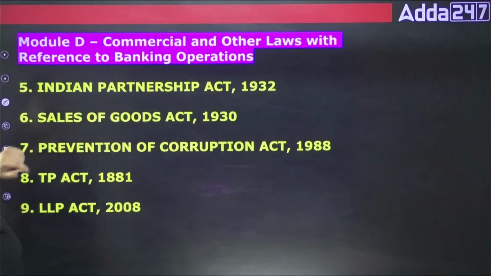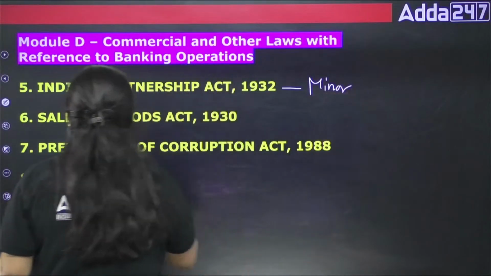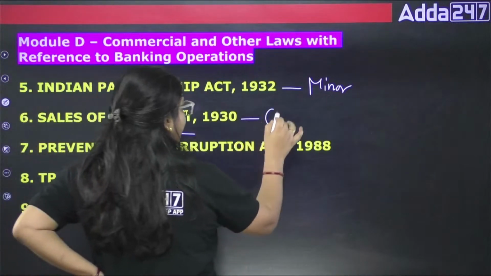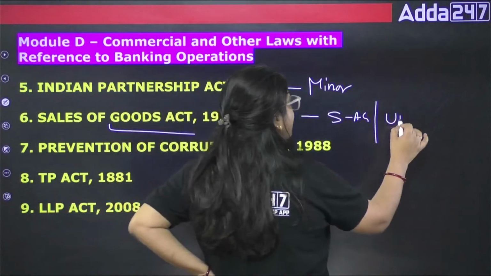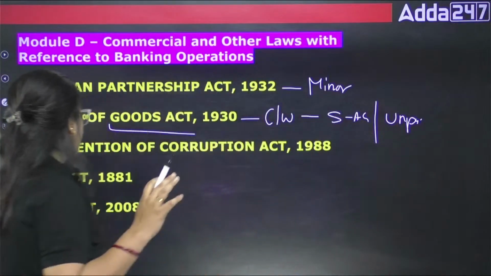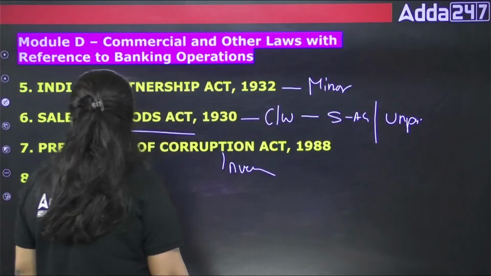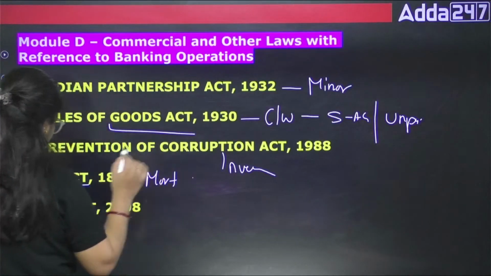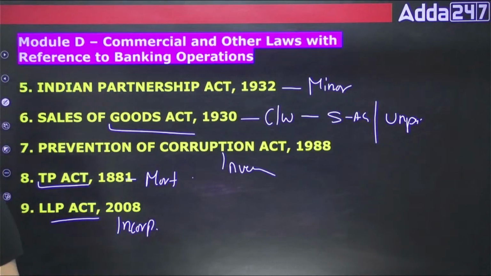Okay, then after that we have the Indian Partnership Act, in which questions from the minor portion always come. Sale of Goods Act: always in the Sale of Goods Act, condition and warranty questions, then sale and agreement to sell questions, and then unpaid seller. Questions will come from any topic of this. Prevention of Corruption Act: who will investigate? The investigating officer is important. And then Transfer of Property, in which we have to study more on the mortgage topic. LLP, about the incorporation, that is important. So class, these are the important topics of module D.